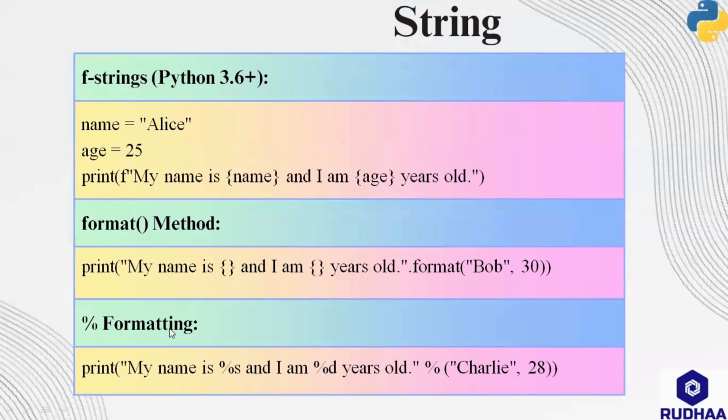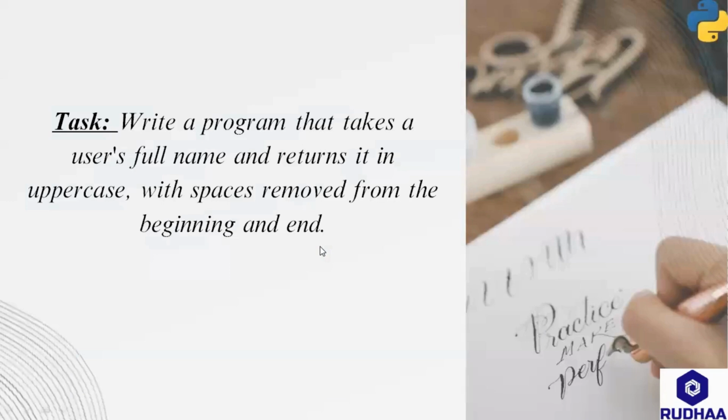So these are the three string formatting methods where you can receive the output as you require. So we have a task with strings. Write a program that takes a user's full name and returns it in uppercase with the spaces removed from the beginning and end. So this is quite easy. You can try it on your own and you can submit it.